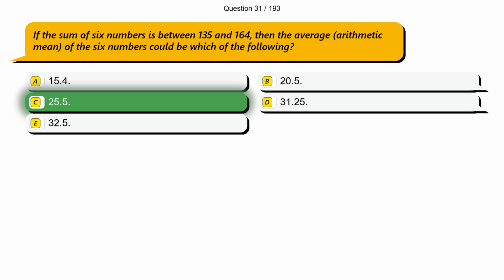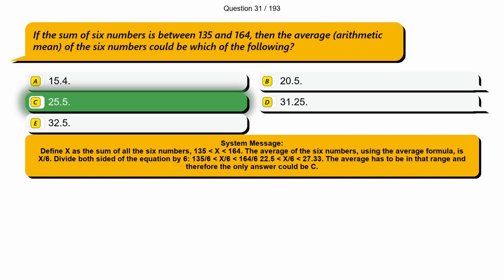The correct answer is option C, 25.5. Define x as the sum of all the 6 numbers, 135 less than x less than 164. The average of the 6 numbers, using the average formula, is x/6. Divide both sides of the inequality by 6: 135/6 less than x/6 less than 164/6, so 22.5 less than x/6 less than 27.33. The average has to be in that range and therefore the only answer could be C.